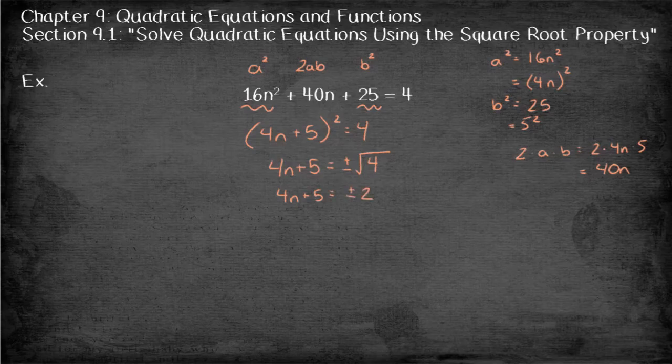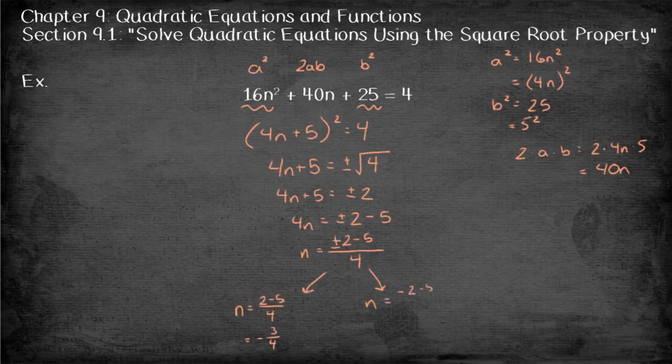Now, I'm not completely done yet because I still have to solve for n, so let's do that real quick. And we end up with plus or minus 2 minus 5 all over 4. Let's actually write out what those numbers are. So we get that n is equal to either negative 3 over 4 or negative 7 over 4.